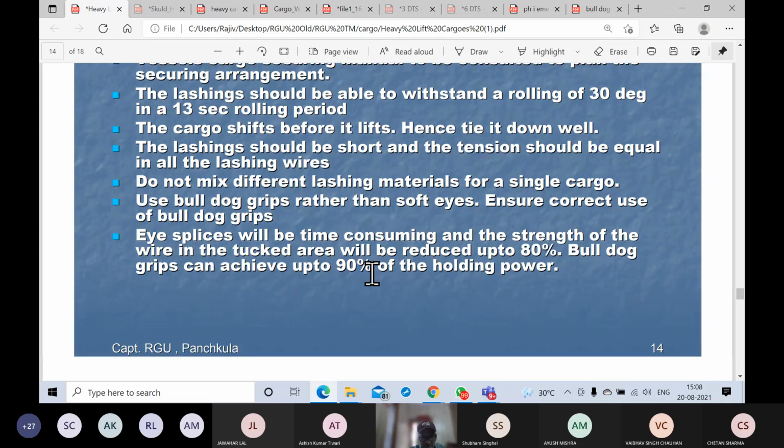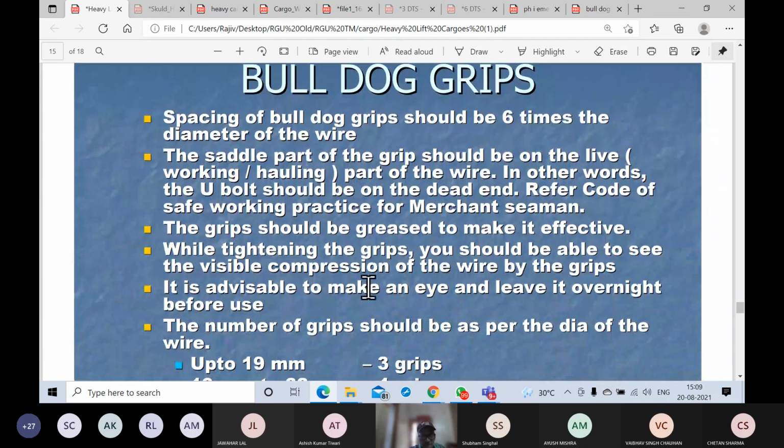Okay, first of all, the spacing of bulldog grips: from one bulldog grip to the second, spacing should be 6 times the diameter of the wire. That is the recommended spacing from the Code of Safe Working Practices, COSWP. Saddle part of the grip should be on the live wire, the working part, and the U-bolt should be on the dead end. Do you understand what I'm saying?